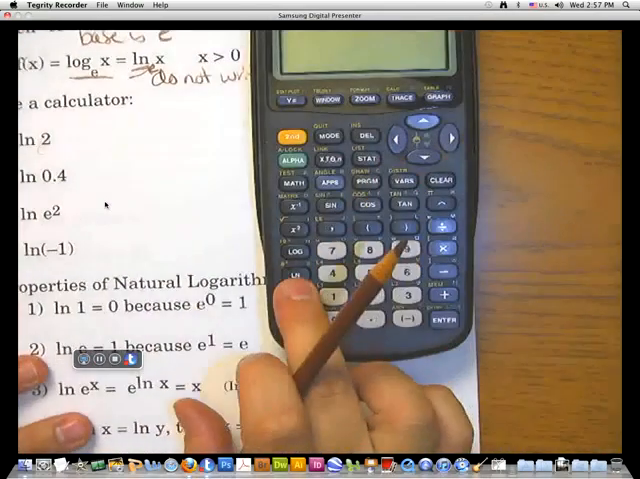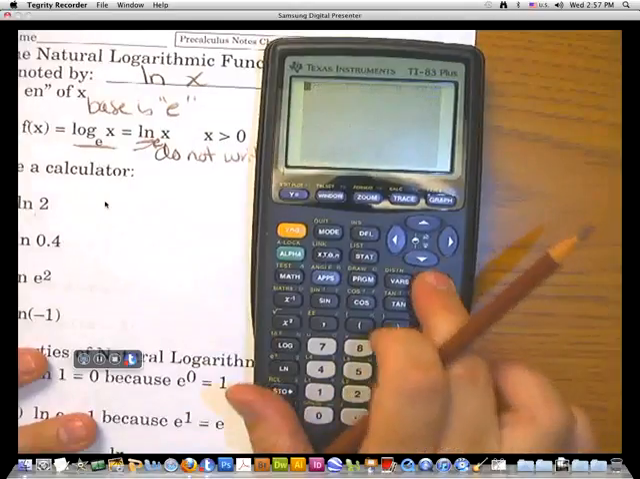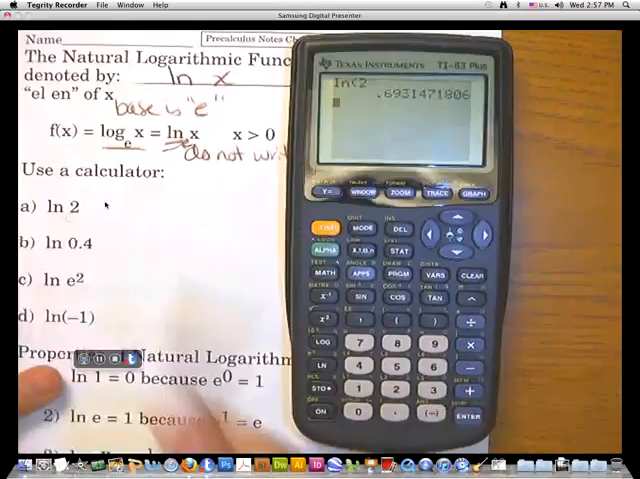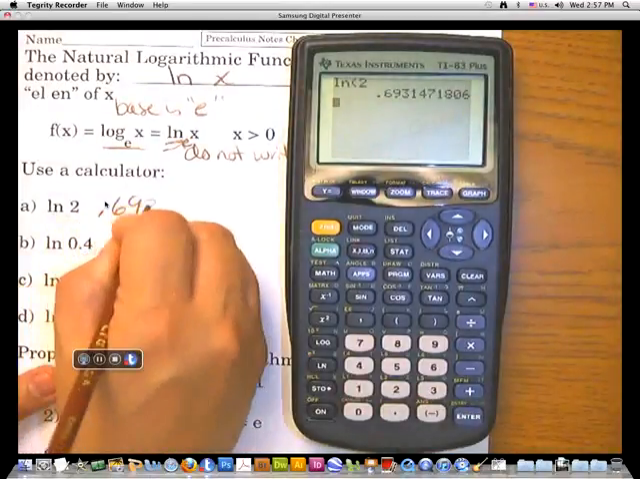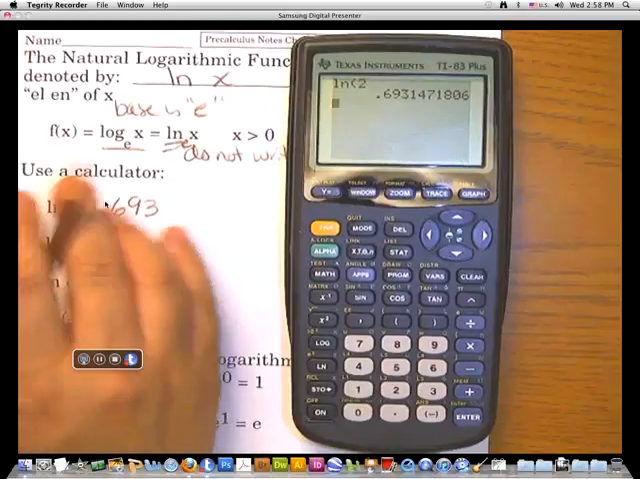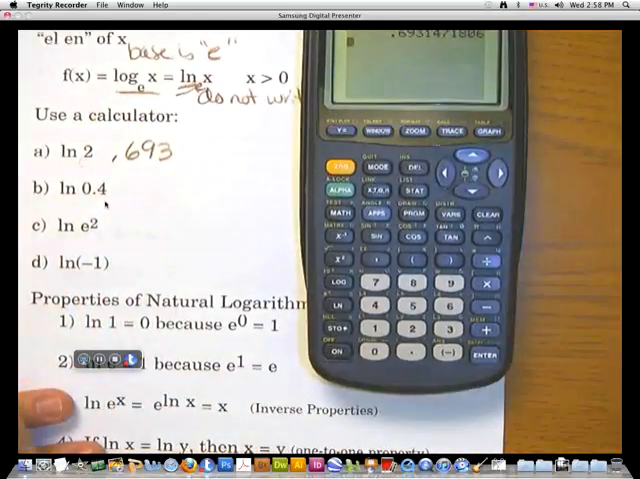We have an ln button. So when you're asked to find the natural log of something, you use ln. ln of 2. Make it 3 decimal places. Make sure to round appropriately. Do B, C, and D quickly on your own. Pause the video.